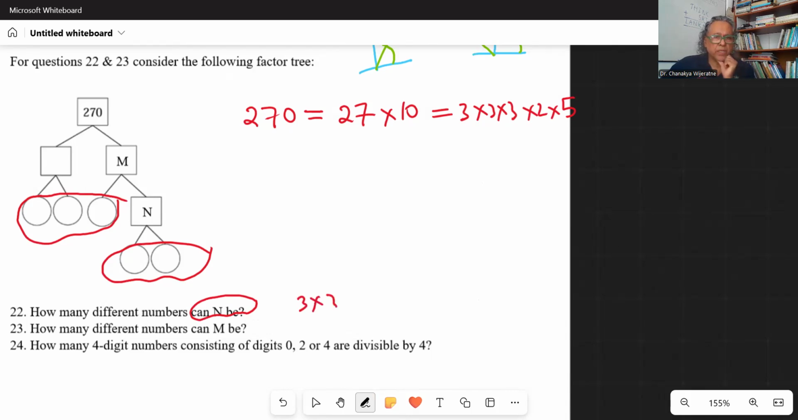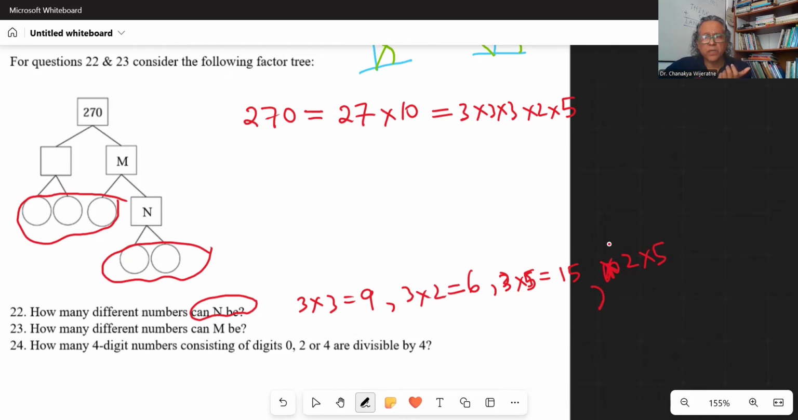So 3 times 3 is 9, and we can get 3 and 2, which is 6, and we can get 3 and 5, and that is 15. That 5 is very ugly. And then you can get 2 and 5, which is 10. So 9, 6, 15, 10, all are different. So n can be 4 different numbers. That's the answer. How many different numbers can m be?